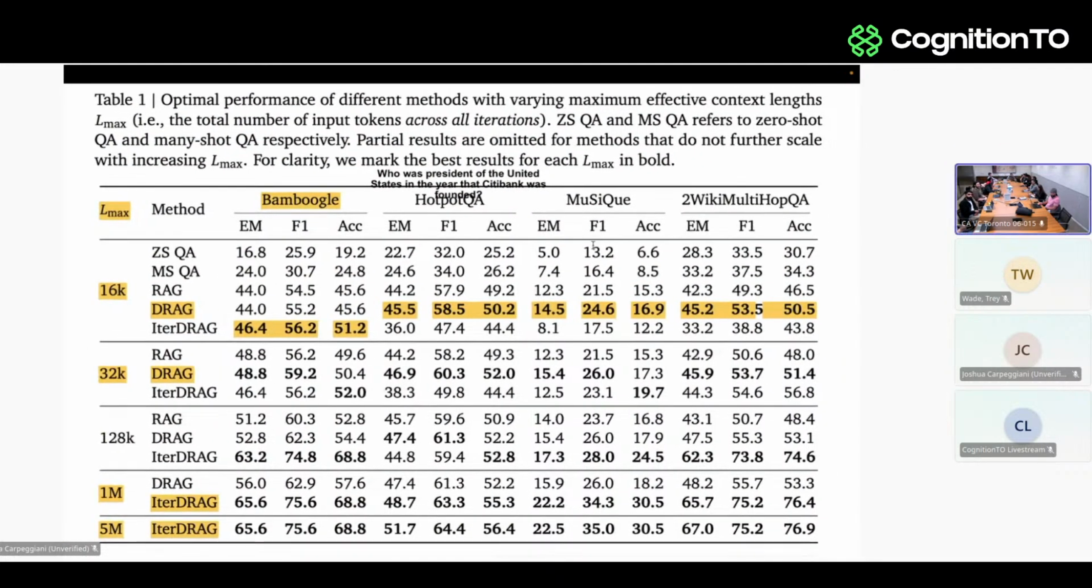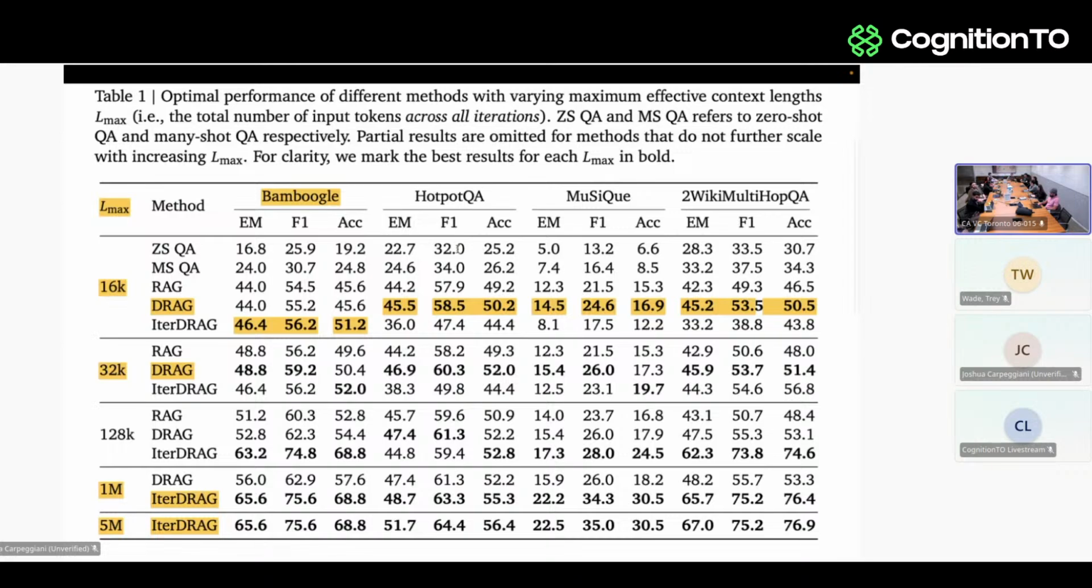So we have optimal performance on different methods with varying maximum effective context length, Lmax, i.e. the total number of input tokens across all iterations. QA, ZSQA, and MSQA refer to zero-shot QA and many-shot QA respectively. Partial results are omitted for each method that do not further scale with increasing Lmax. For clarity, we marked the best results for each Lmax in bold.